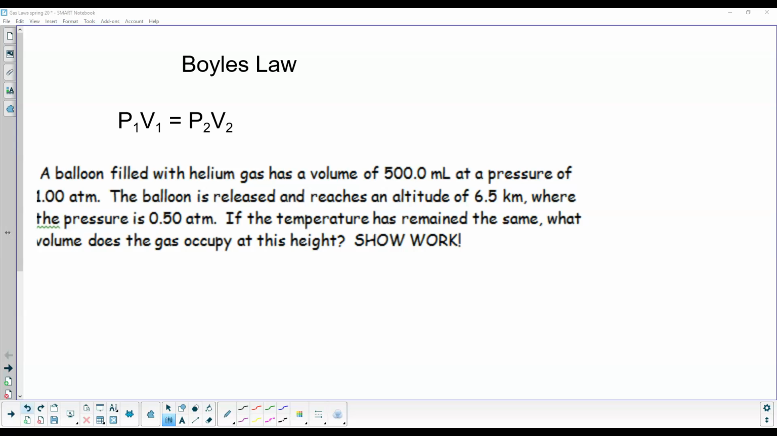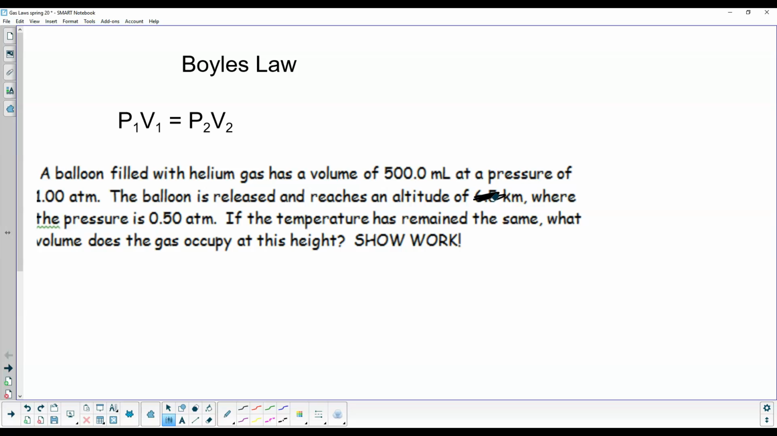So this is an example of what a Boyle's Law problem would look like. This is a balloon filled with helium, has a volume of 500 mL at a pressure of 1 atmosphere. You take it outside, release it, and it reaches an altitude of 6.5 kilometers. That's pretty high. Where the pressure is half an atmosphere. If the temperature has remained the same, what volume does the gas occupy at this height? Well, the first thing you have to realize, this number is not important in our calculation. We don't care how high the balloon went. What we're looking at is its pressure and its volume.